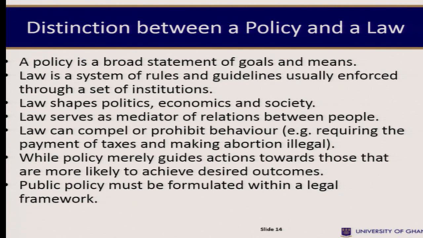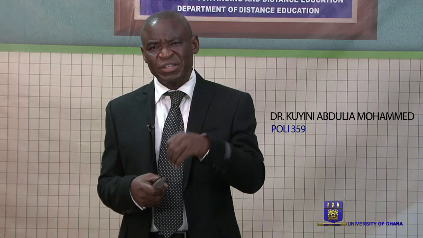So what is the distinction between a policy and law? A policy is a broad statement of goals and means. Law is a system of rules and guidelines usually enforced through a set of institutions. So as a country, we draw up the laws and we give these policies to institutions to implement. The law courts are the institutions that watch over the implementation of these policies, and any deviations are investigated by the courts, and culprits are punished. Law shapes politics, economics, and society. Why? Because it mediates the behavior of those who work in politics, economics, and society. Law serves as a mediator of relations between people, and it lets them know the appropriate way to behave so that we don't infringe on the rights of each other.